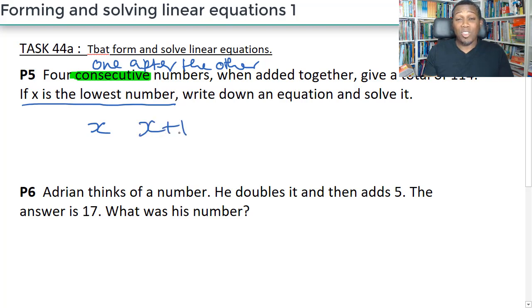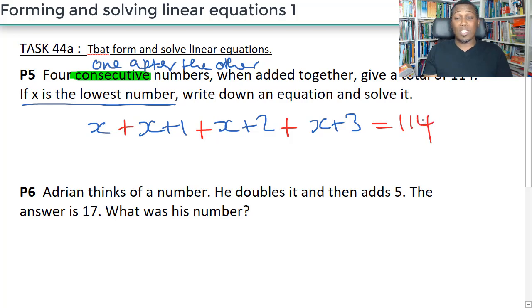What's the number going to be after that? We have x plus 1. After that will be x plus 1 plus 1, which is x plus 2. And similarly, the fourth number will be x plus 2 plus 1, so x plus 3. That means the expression when we add these consecutive numbers together will be x plus x plus 1 plus x plus 2 plus x plus 3. And we know that has to give us 114. That's what we've been told. So we have an equation now to solve.